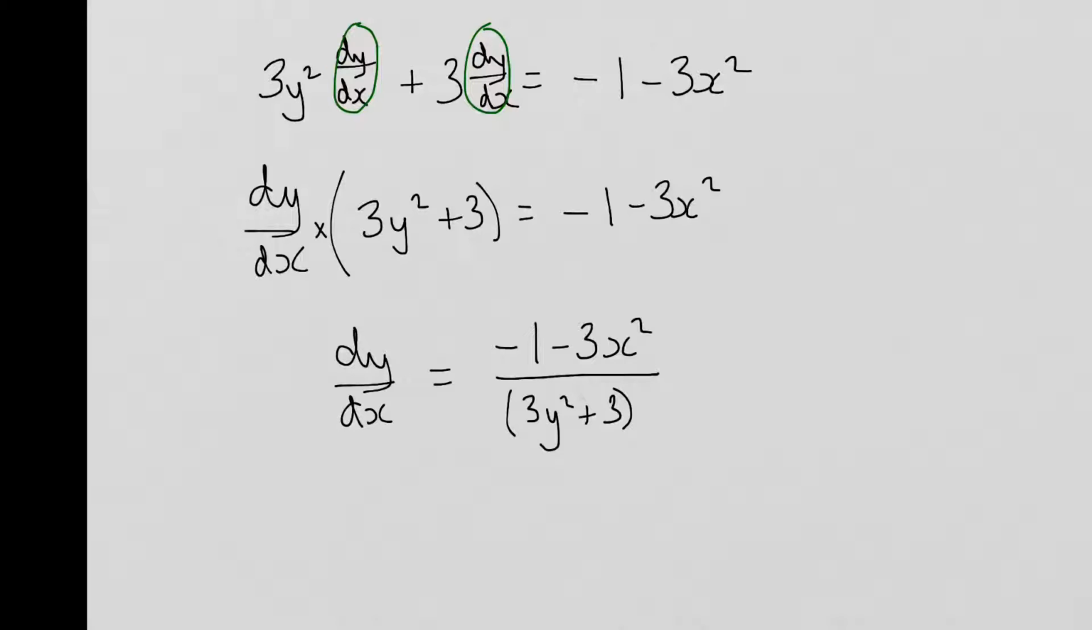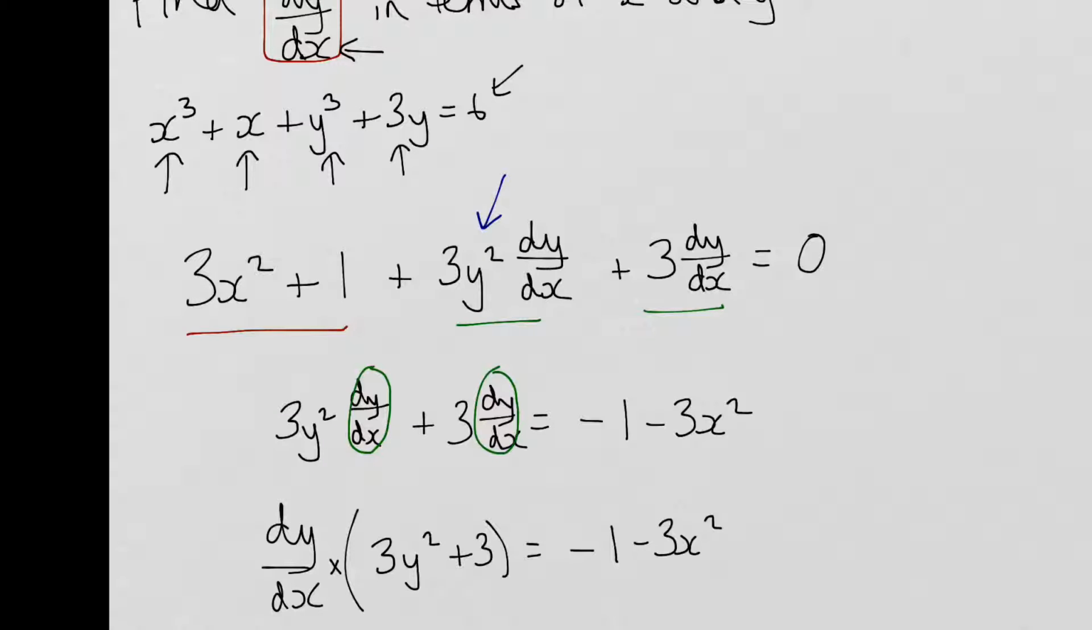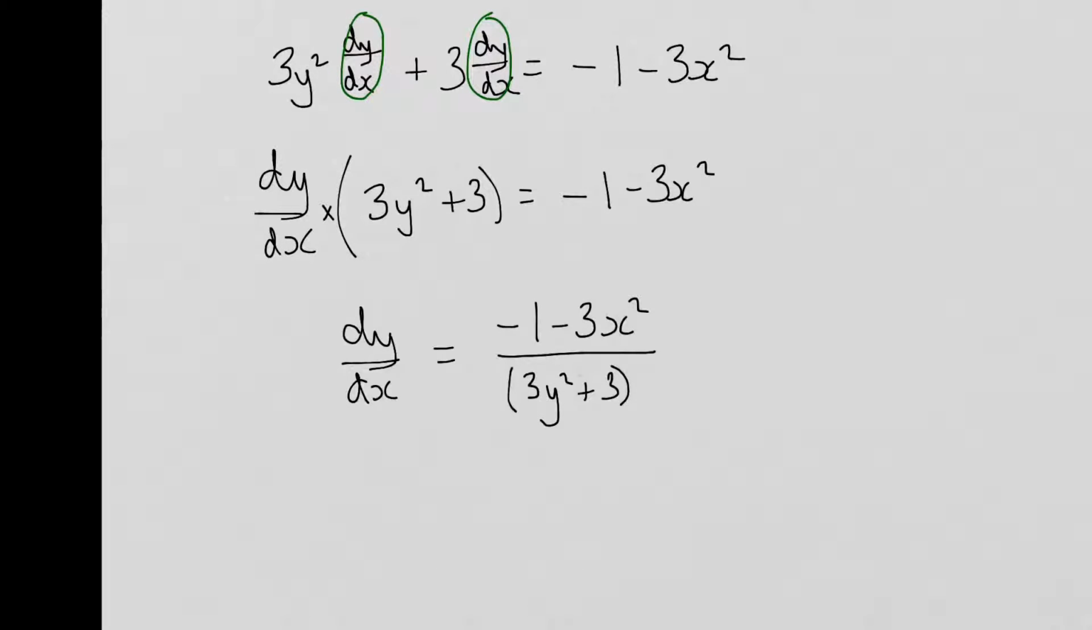That's the question done. I now have differentiated this function that we had to start with that involved x's and y terms, but I've got an answer. Again, it involves x's and y's, but I've got it in the format that I like, with dy by dx equals, and we can use that then to find gradients, etc., all the way through.